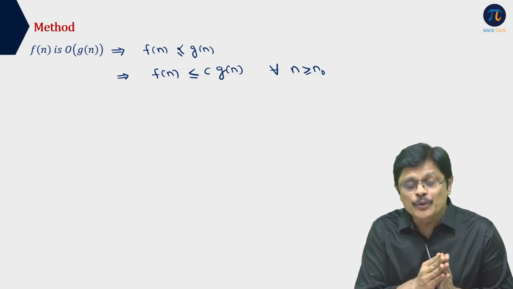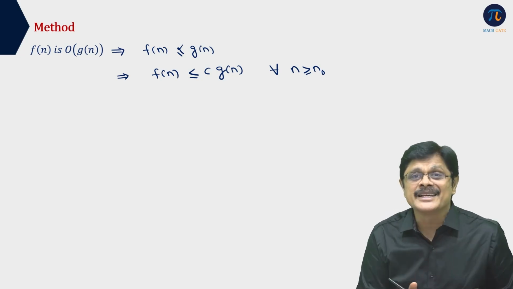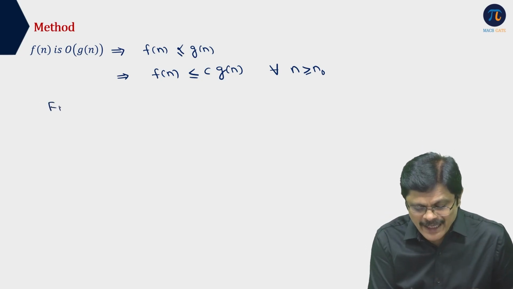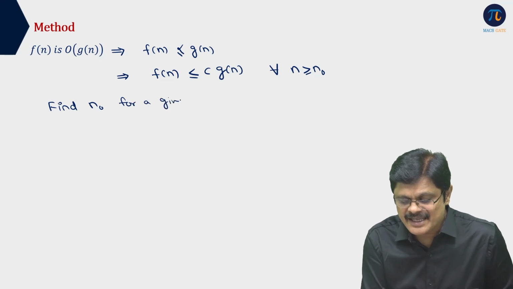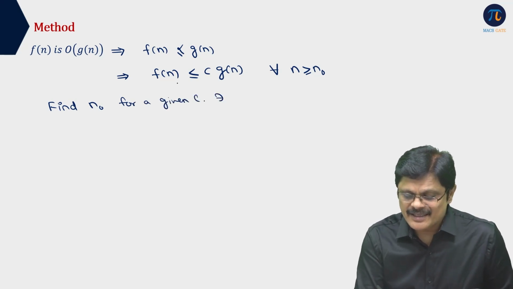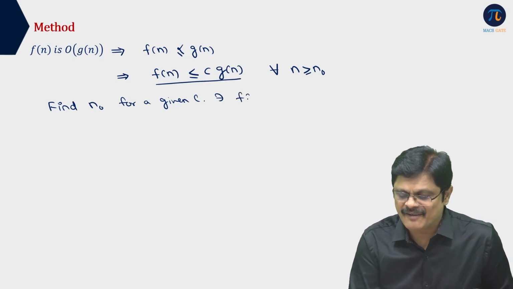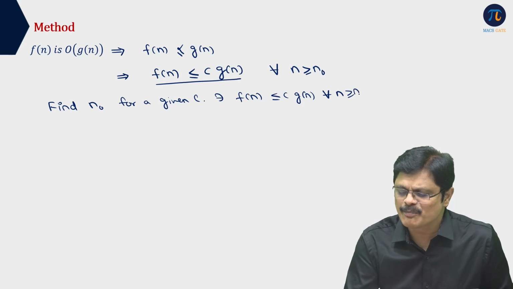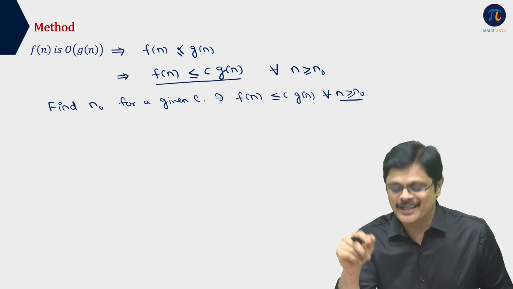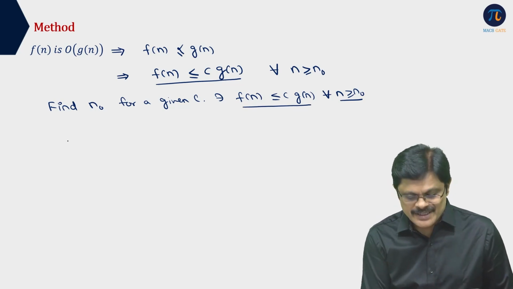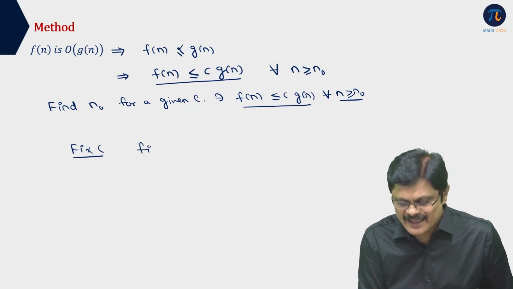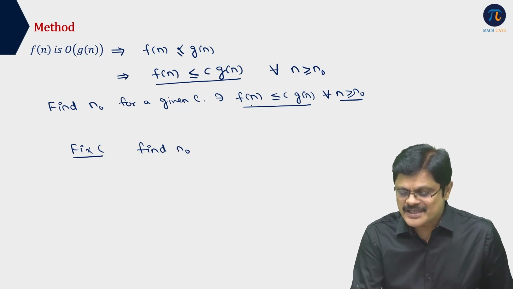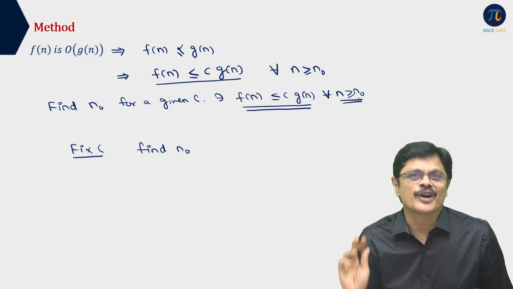So here, if you want to prove that Fn is big O of Gn, the method is the following. We have to find n naught for a given C such that this condition is satisfied. What is the condition? Fn should be less than or equal to C times Gn for large n. That is, after n naught, this condition should be satisfied. So what we do is, depending on the problem, first we fix C, then we find n naught such that the condition is satisfied for n greater than or equal to n naught.